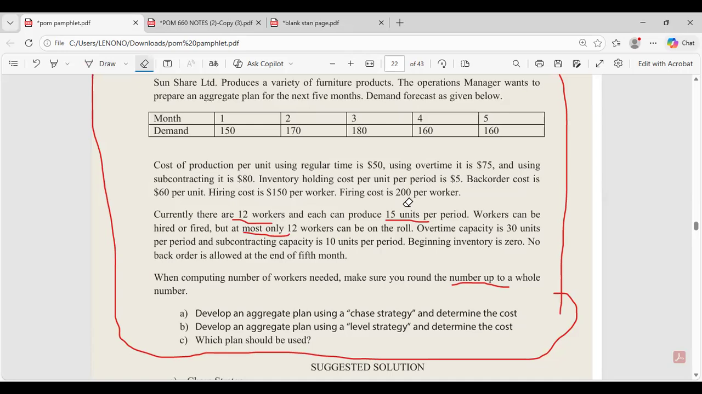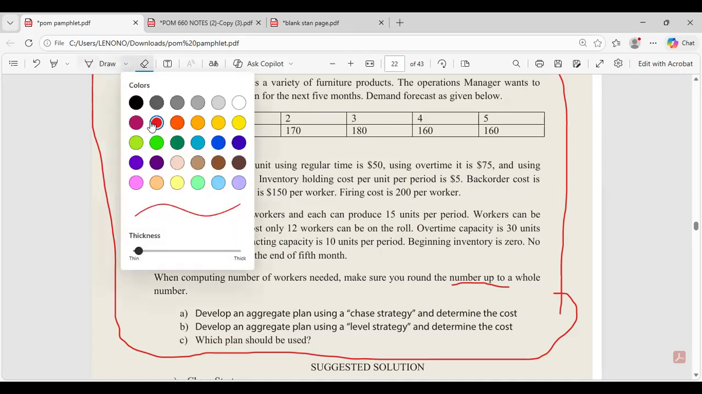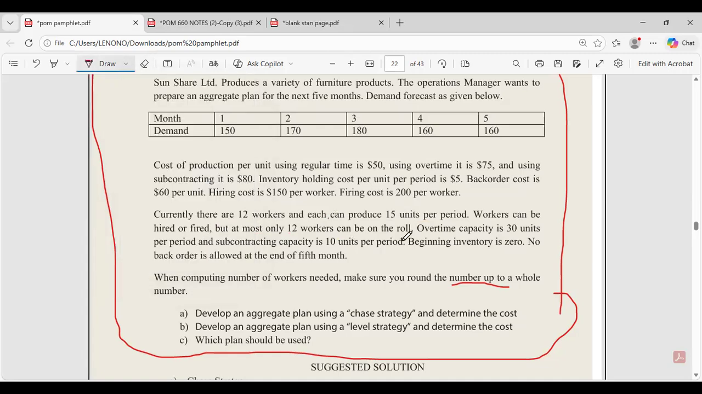The other information which is very important here is that you need to understand what back order is all about. Back order means the stock out cost. So no back order is allowed at the end of the 5th month. You shouldn't say that you don't have stock in the 5th month.